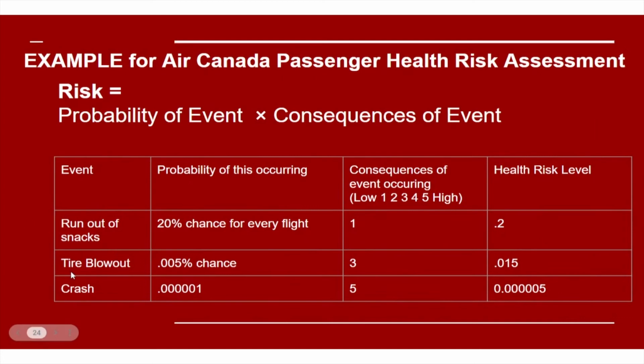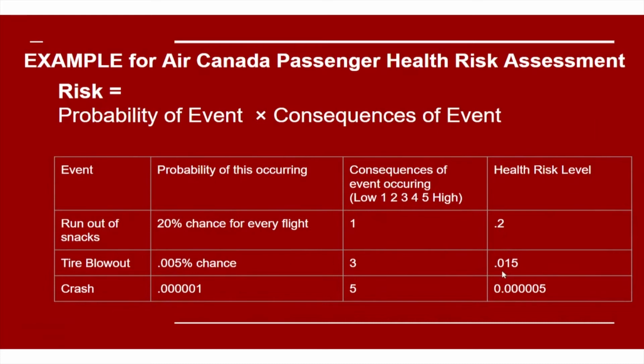How about a tire blowout? You're going down the runway and the tire blows out. Well, that has a consequence of 3. So that's a moderate consequence, causing damage to the airplane, whatever. But the chances of it happening are 0.005. So what is that, 5 in 1,000 or 5 in 10,000? 5 in 1,000.